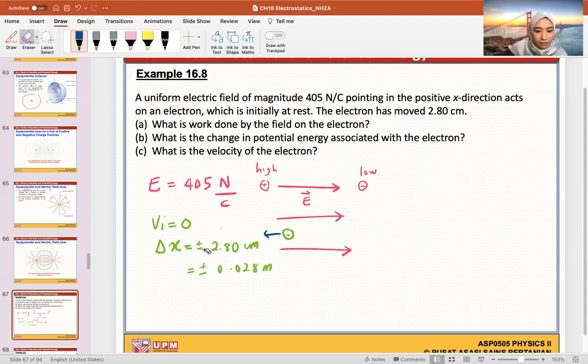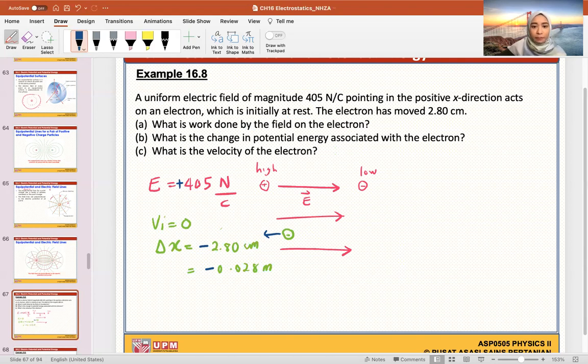So now I know the direction, it is a negative because it's going to the left. Whereas my electric field is going to the right, so I will say this is a positive. Both are vectors, so we need to put the signs. Okay, so the electron has moved.